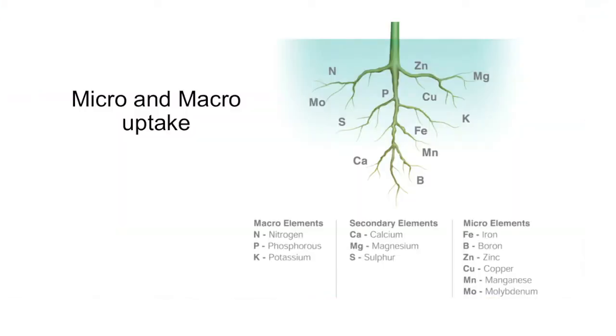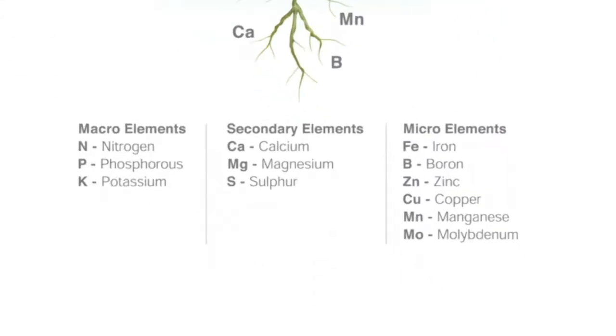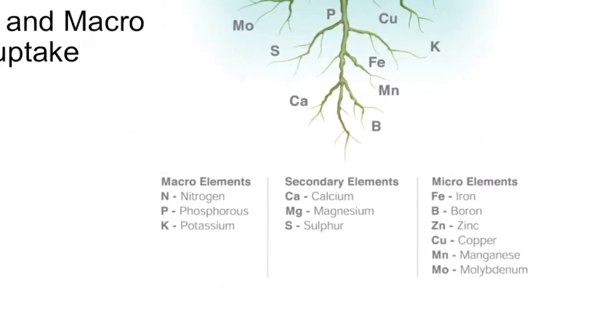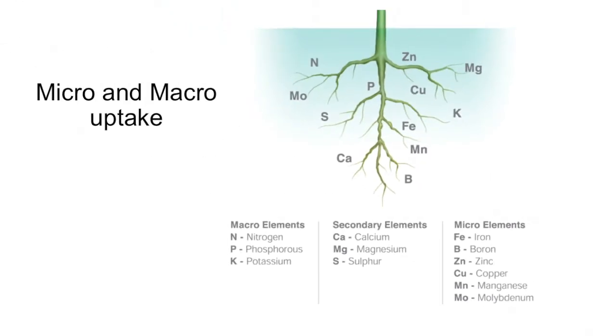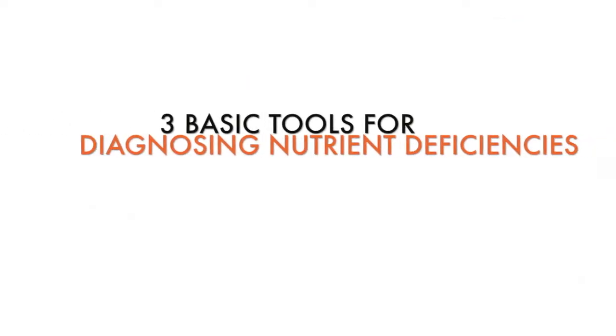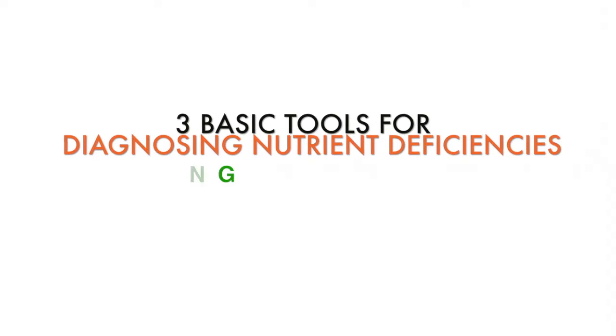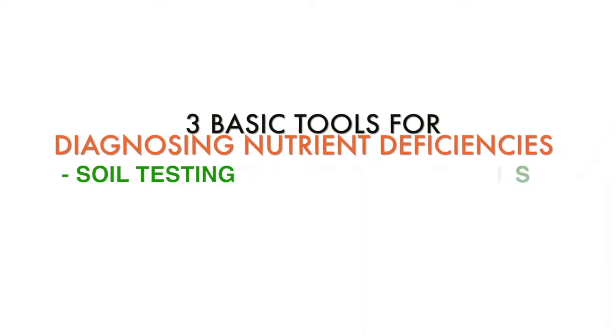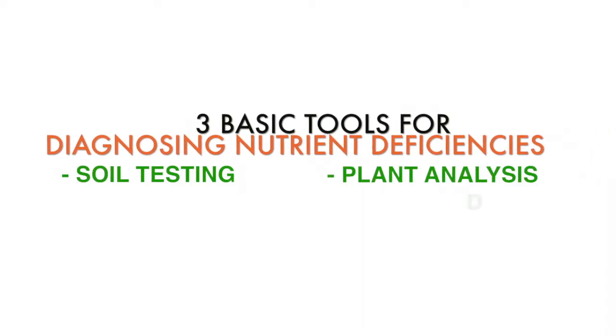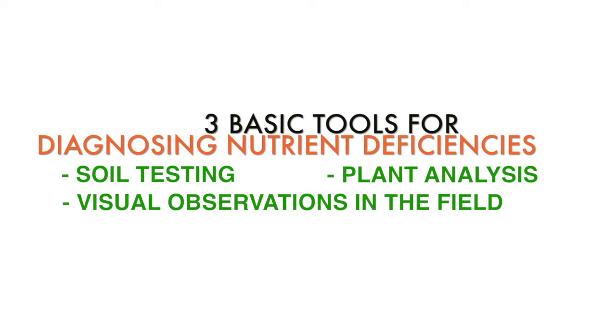Plant nutrients fall into two categories: macronutrients and micronutrients. Both macro and micronutrients are naturally obtained by the roots from the soil. There are three basic tools for diagnosing nutrient deficiencies: soil testing, plant analysis, and visual observations in the field.